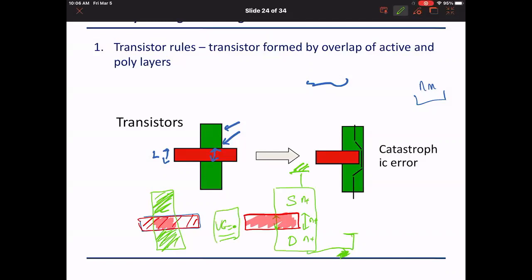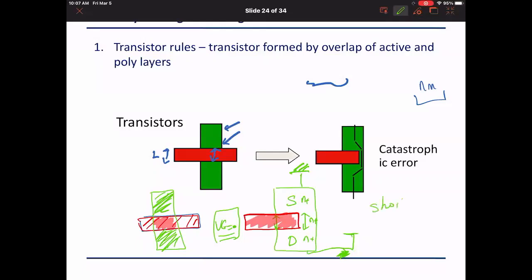If there is no channel, what do I have? Short-circuited, meaning it's connected. I have connected high carrier density of N plus, and it's going to be shorted. Great, right? Excellent. So this catastrophic error means I don't have a transistor.